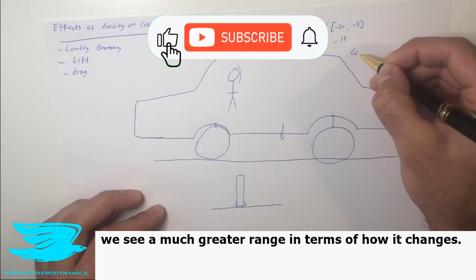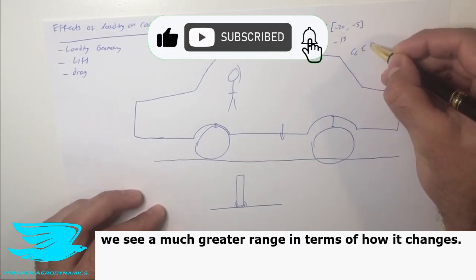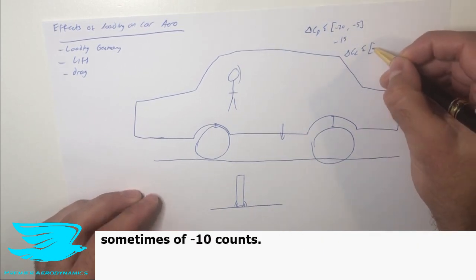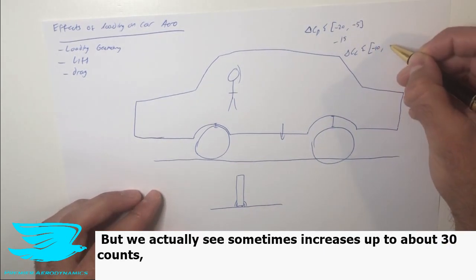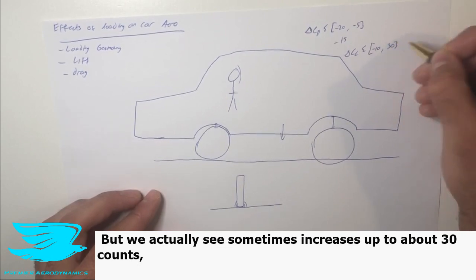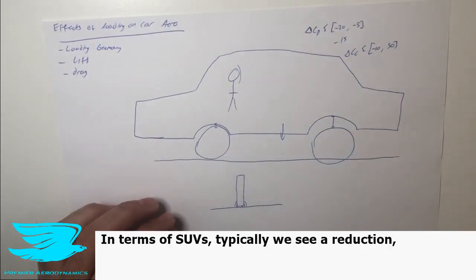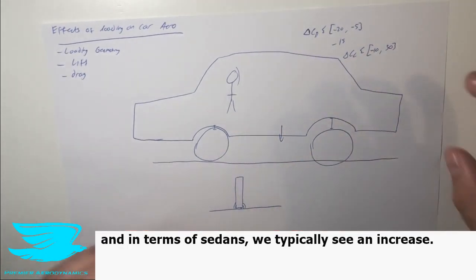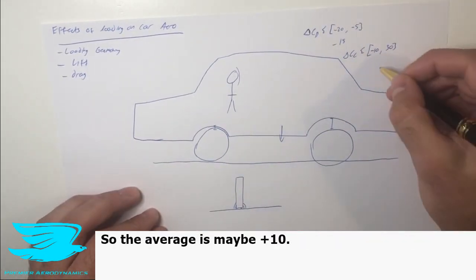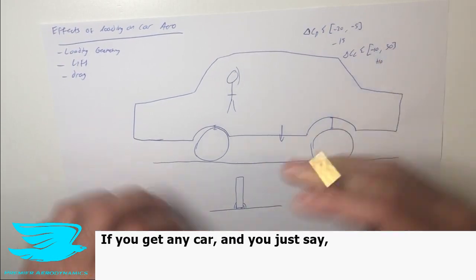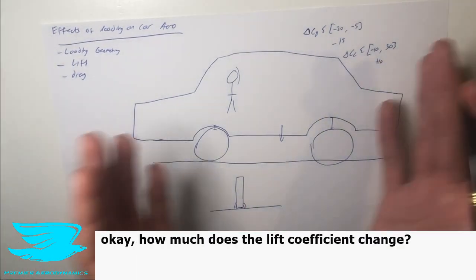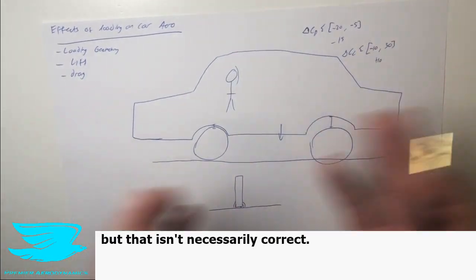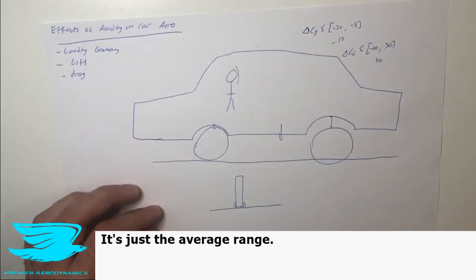However, for the lift coefficient, we see a much greater range in terms of how it changes. We sometimes see a reduction of minus 10 counts, but sometimes we see increases of up to 30 counts. And it really depends on the cars. In terms of SUVs, typically we see a reduction, and in terms of sedans, we typically see an increase. So the average is maybe, let's say, plus 10. If you get any car and you just ask how much the lift coefficient changes, if you assume 10 counts, that's about the average, but that's not necessarily correct. It's just the average range.